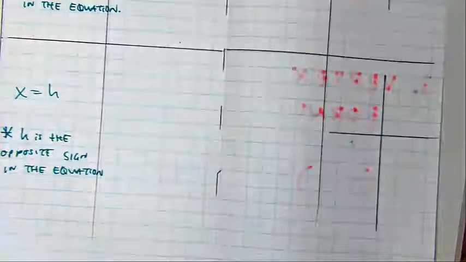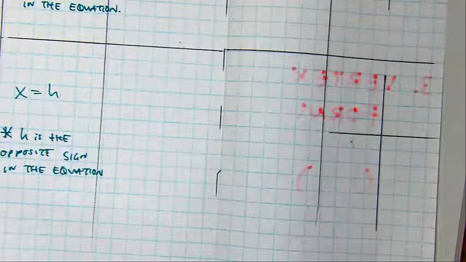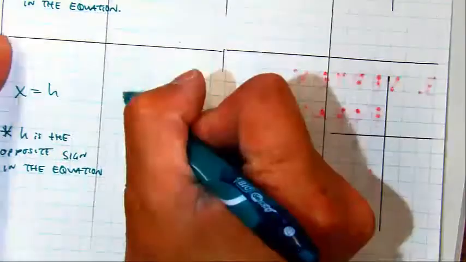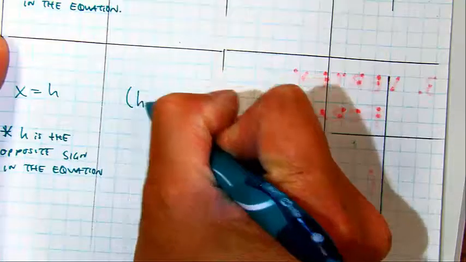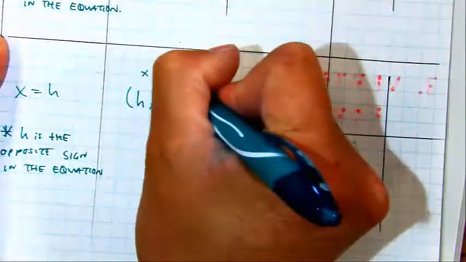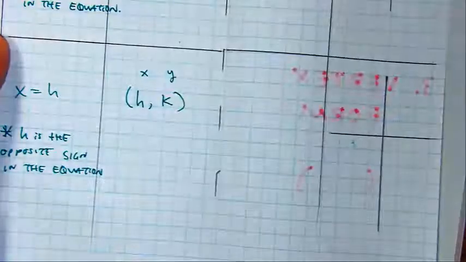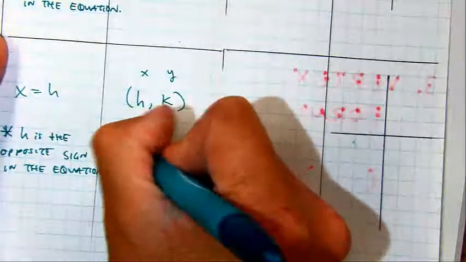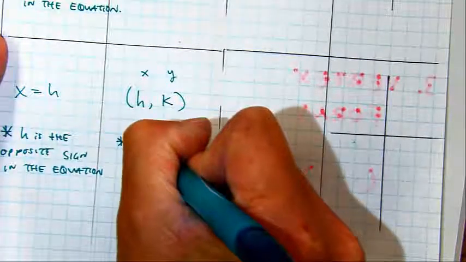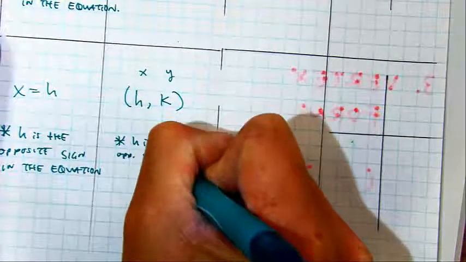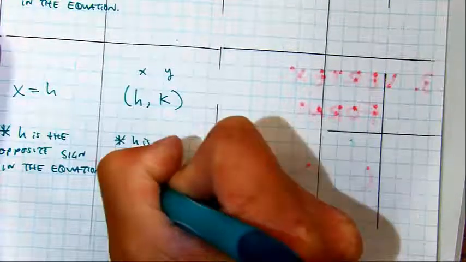Let's finish vertex form. Vertex form has the vertex h, comma, k. And I'm going to put x and y above it. It's just an ordered pair. Again, be careful about the h value. The h is the opposite sign in the equation.